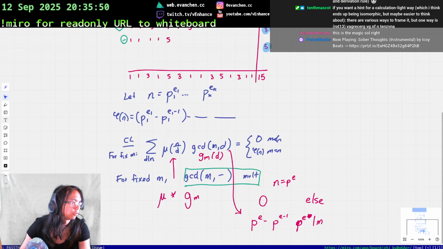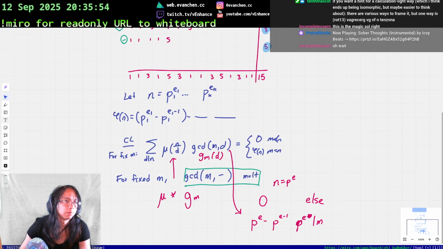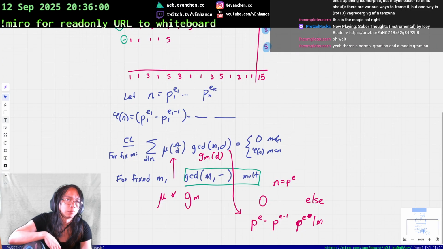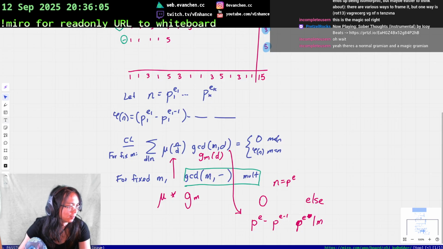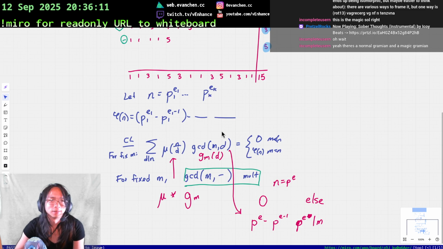Okay, I don't see quite the math. I see that you want to... I see that it's interpreting a volume. There's a normal Gramian and a magic Gramian. Wait, what? Okay, someone's gotta explain that to me. I don't think I know. I'm gonna write up the solution in the meantime.